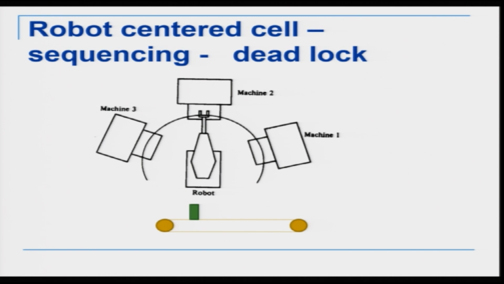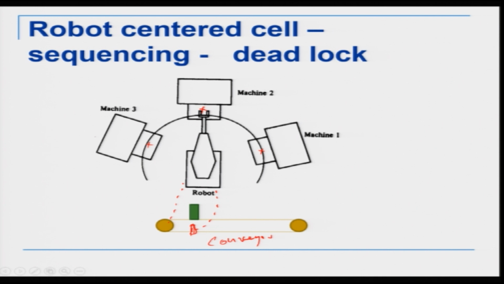This is another example, robot center cells, where there is a conveyor and a part which is coming. We have some kind of sensor, and the sensor must have some kind of communication with the robot. It must be able to tell the robot that the part has come, and after the robot has picked it up, it should again tell the conveyor that the part has been picked up. So, you proceed. Now, the robot can go and put the part here, here, or here.